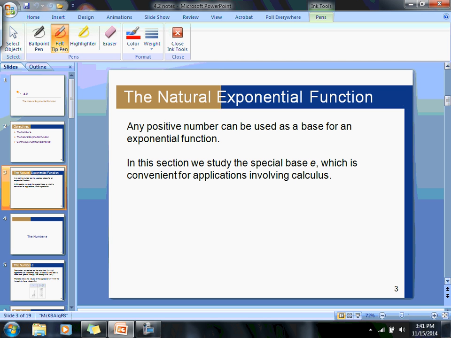Now, any positive number can be used as a base for an exponential function. But in this section, we're going to focus just on the number e. And e stands for an actual number in math, and it has a lot more applications that you'll see in calculus. So far, you've used it with natural logs. Log base e is a natural log, so you have had experience with e.